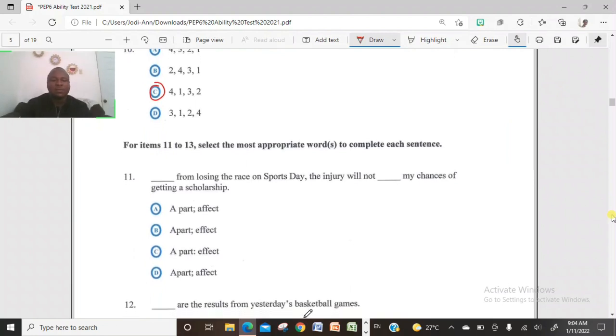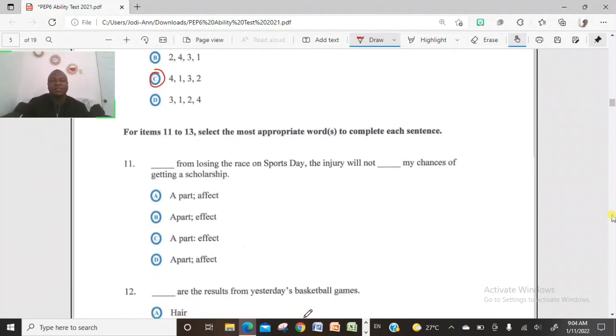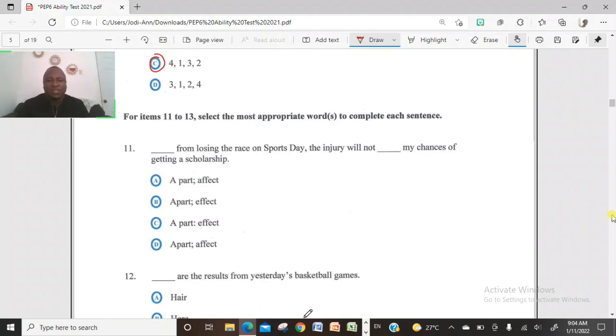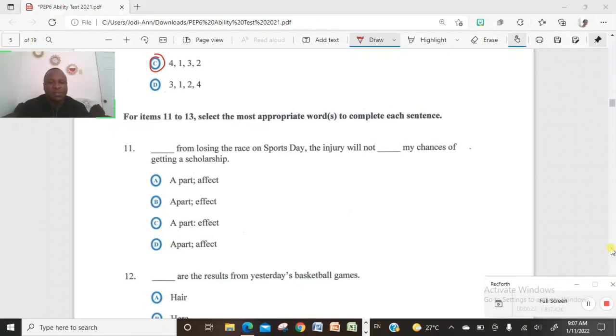For items 11 to 13, select the most appropriate words to complete each sentence. All right, so: dash from losing the race on sports day, the injury will not dash my chances of getting a scholarship. So the first one says apart. Now, apart, as in the letter A and the word part, that has to do with section. So definitely that cannot be an option.